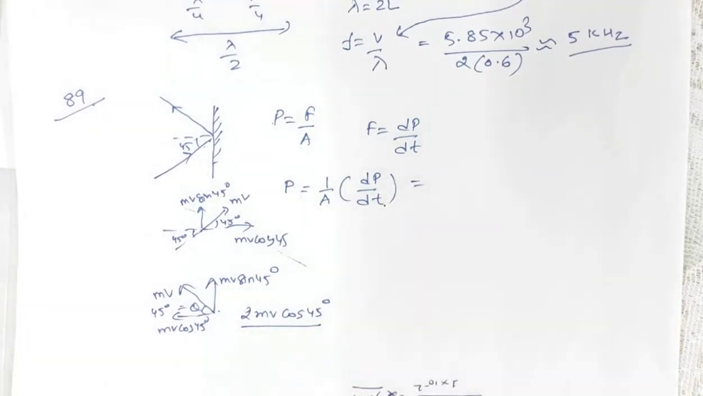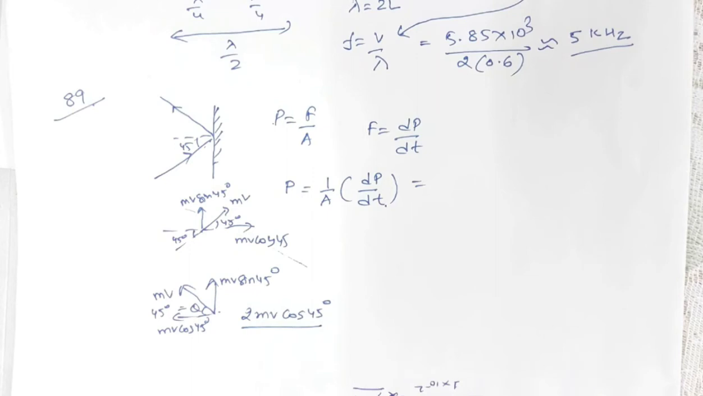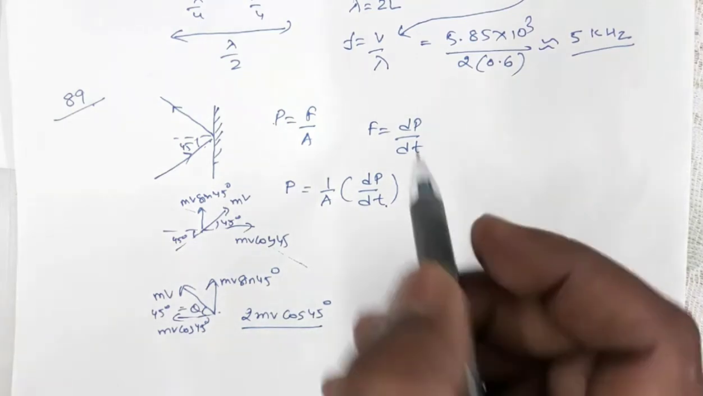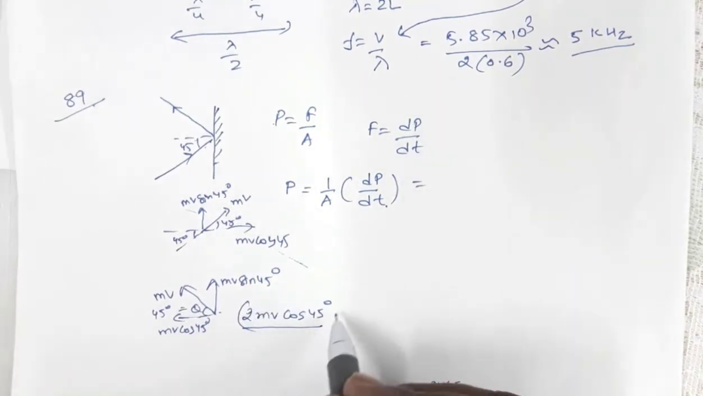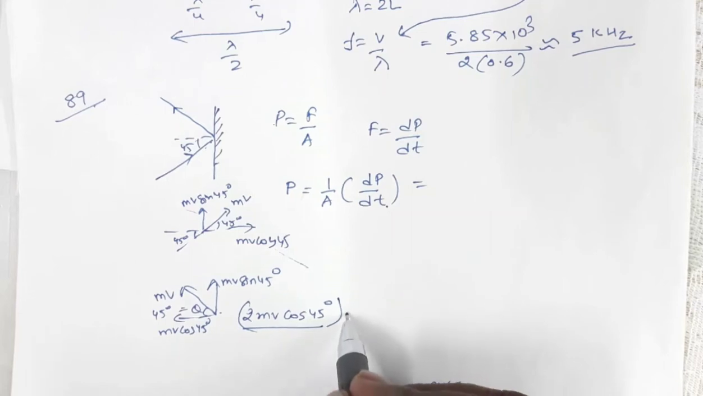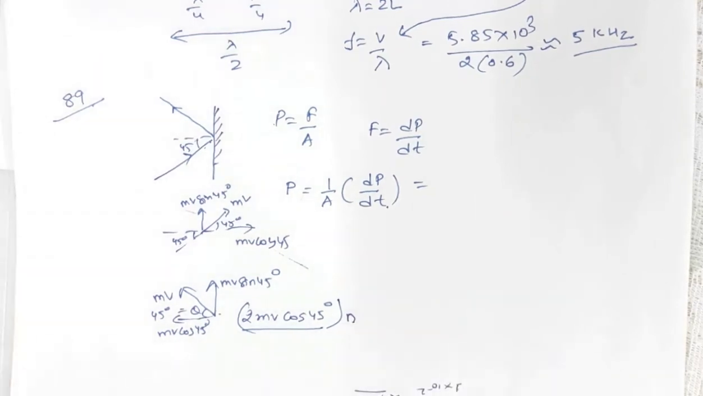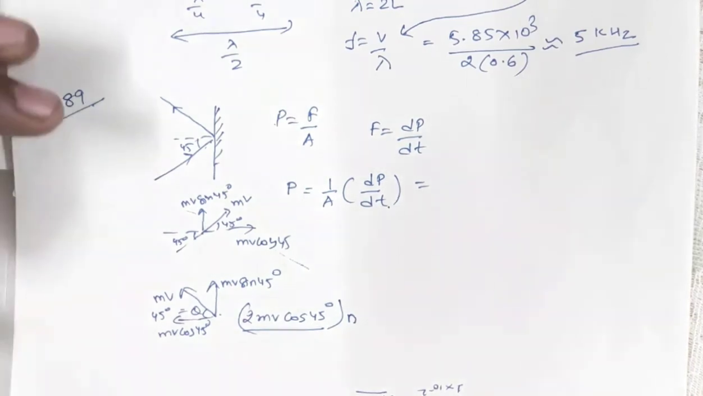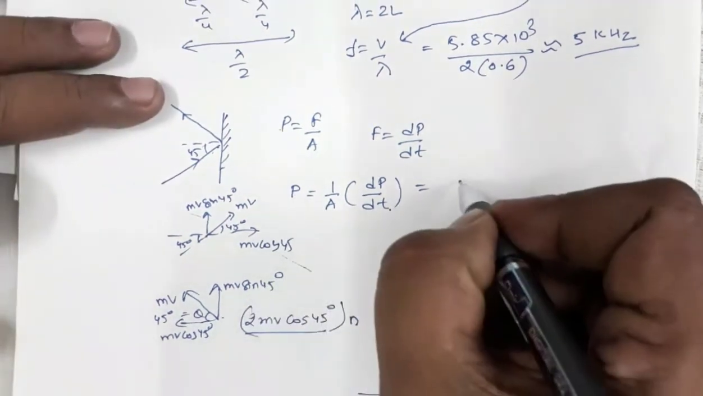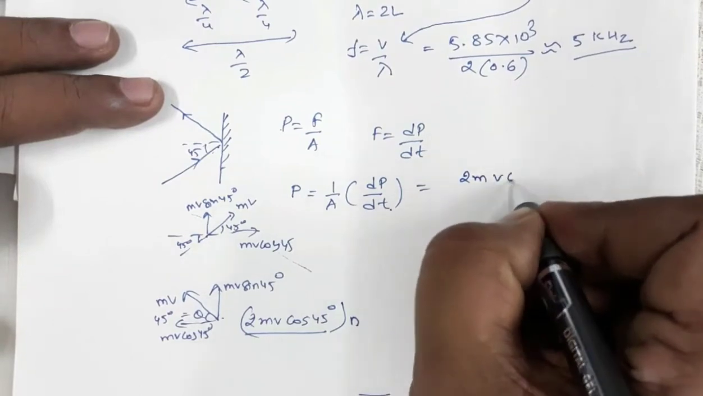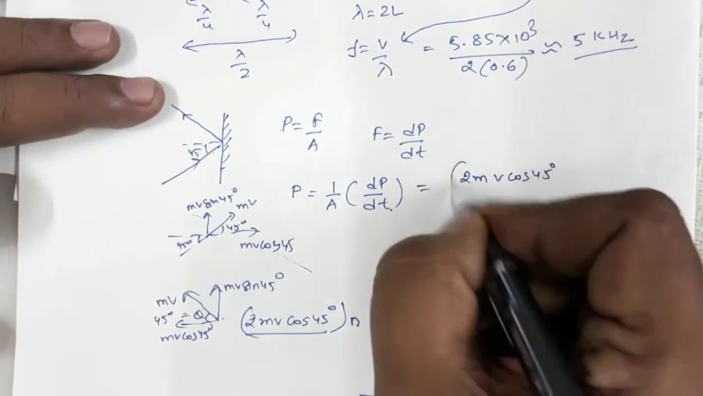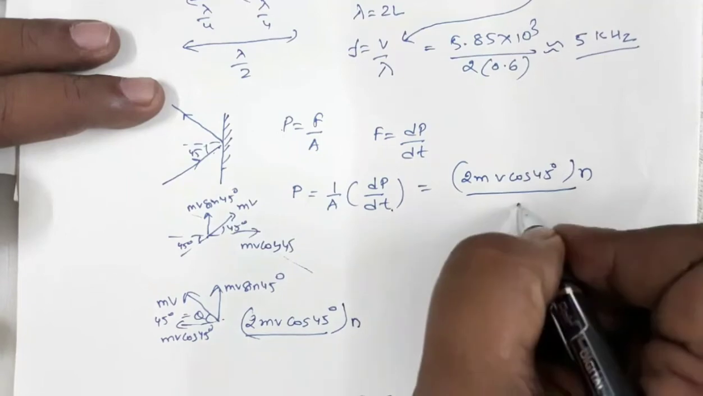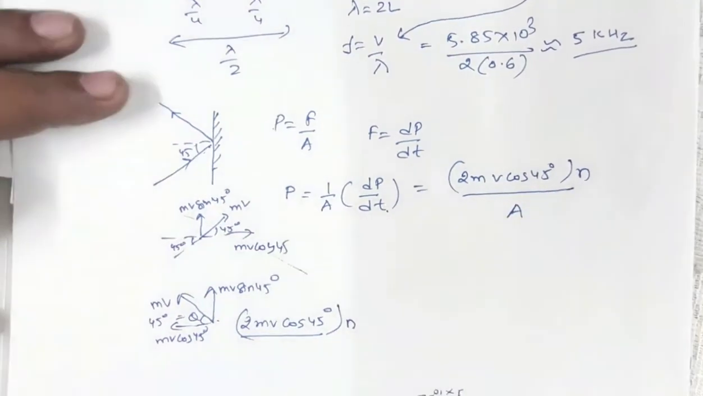Okay, now it is given that 10 power 23 hydrogen molecules are striking per second. So dp by dt is twice mv cos 45 degree multiplied by n, where n is the number of molecules striking per second. So if you substitute all these values over here, you have 2 mv cos 45 degree into n divided by area. Now all these quantities are given in the question.